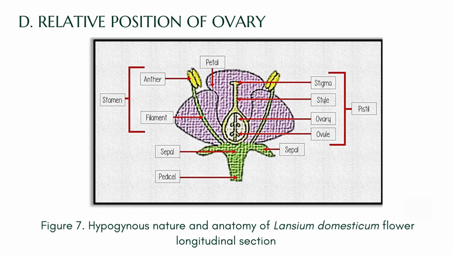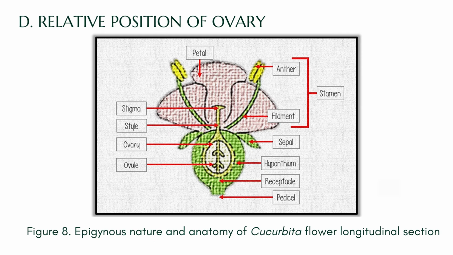Figure 7 shows the hypogynous nature and anatomy of a lanzones flower in its longitudinal section. In hypogynous flowers, the perianth and stamens are attached to the receptacle below the gynoecium. The ovary is superior to these organs, and the remaining floral organs arise from below the point of origin of the carpel. While Figure 8 shows the epigynous nature and anatomy of a squash species flower in its longitudinal section.